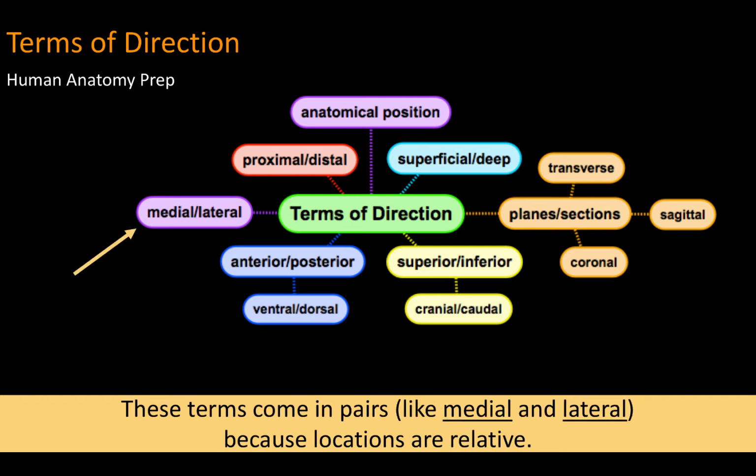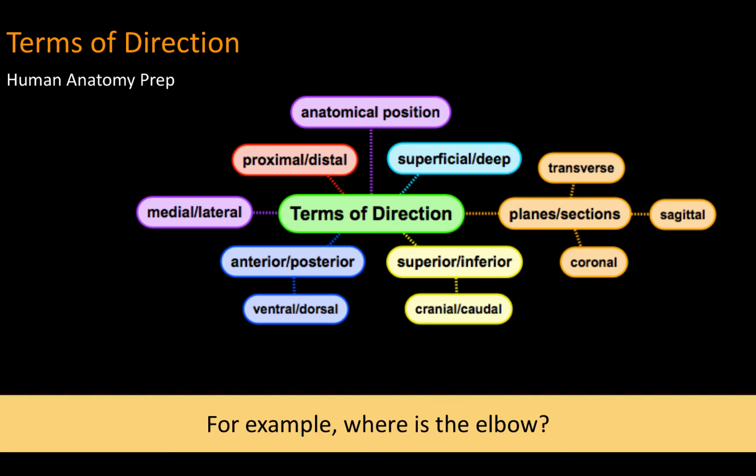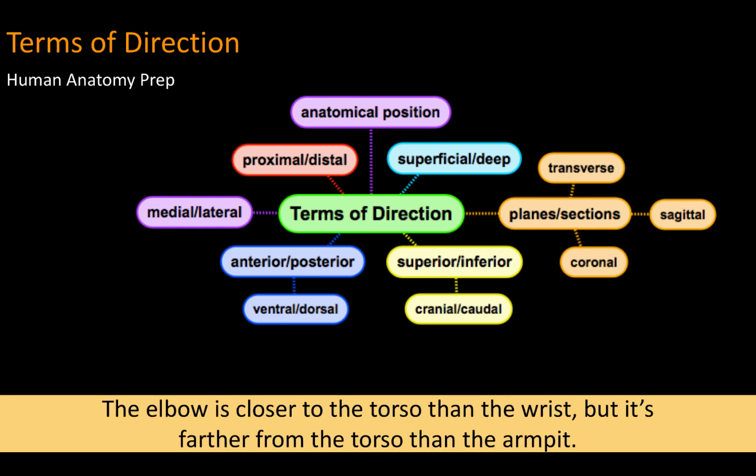These terms come in pairs like medial and lateral because locations are relative. That means we use one body part to describe the location of another. For example, where is the elbow? The elbow is closer to the torso than the wrist, but it's farther from the torso than the armpit.